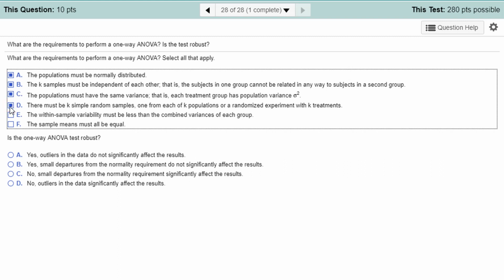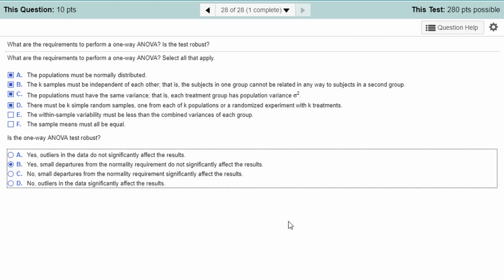K simple random samples, one from each of the k groups, k treatments, yeah? And we're not assuming that the within-sample variability is less than the combined group. That's not an assumption. And we're not assuming sample means are equal. The sample means being equal is a null hypothesis, but that's not an assumption of doing the test. Okay, is it robust? It is robust. With robustness, we're talking about small departures from normality not significantly affecting the results of the test.